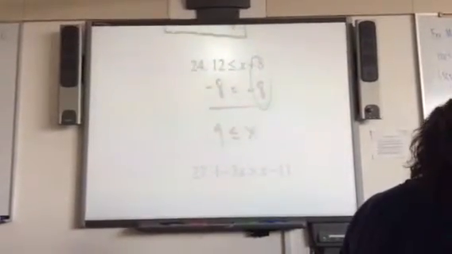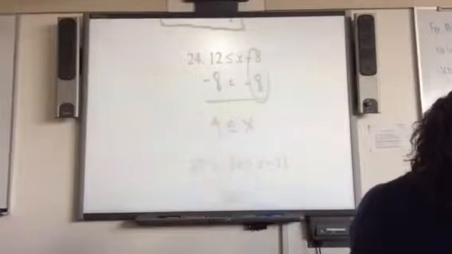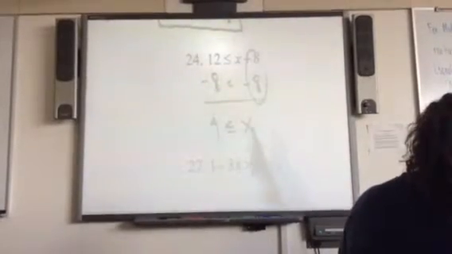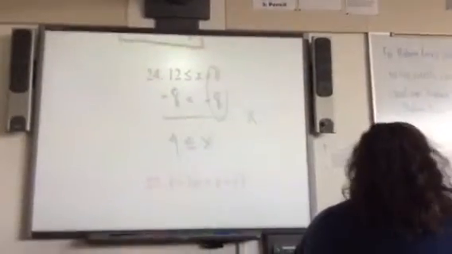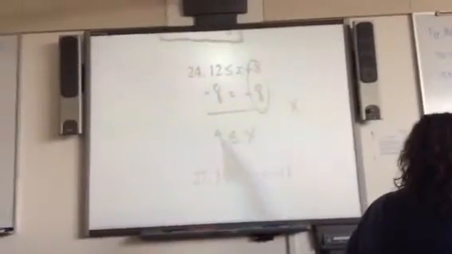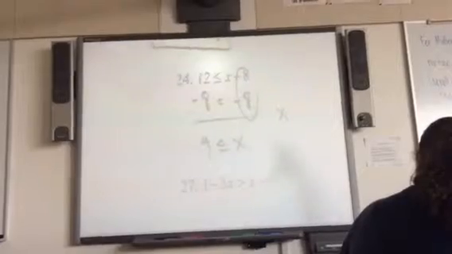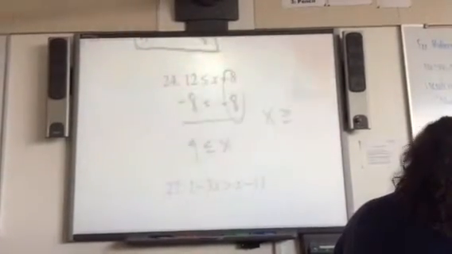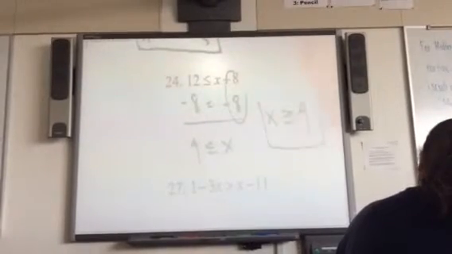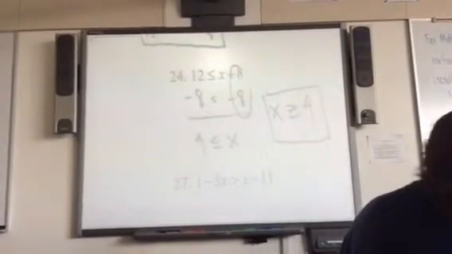What I like to do, so that when we're graphing and stuff, is put the variable first. So if we were to put the variable first here, x, the inequality is open to the x, right? So if we were to rewrite that, it needs to be open to the x, and just like that. X is greater than or equal to 4.